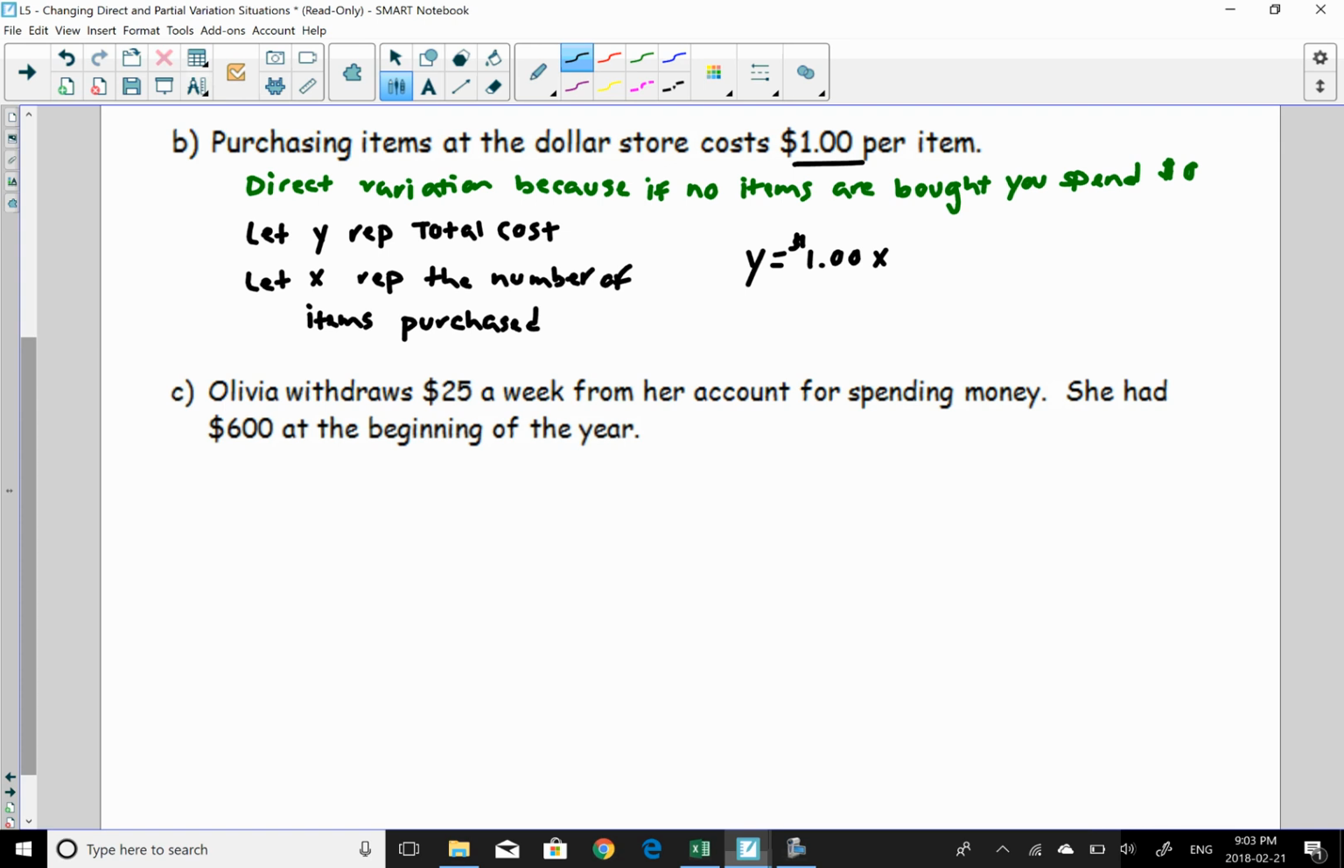Another example, Olivia withdraws, I mean, she's taking out money, $25 a week from her account for spending money. She had $600 at the beginning of the year. So this is going to be partial variation because you're starting off with an amount of $600.